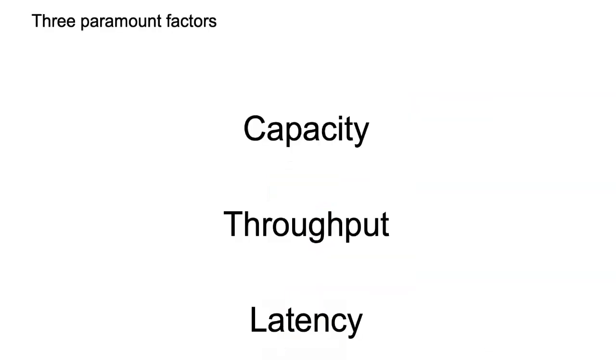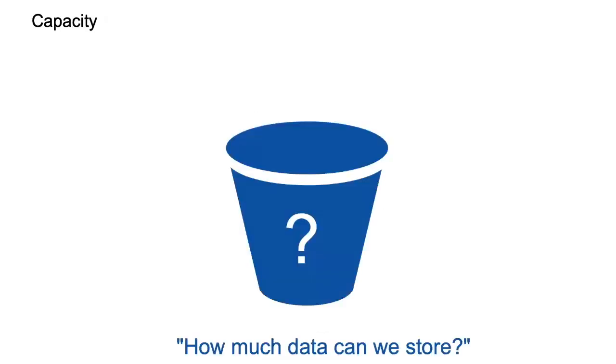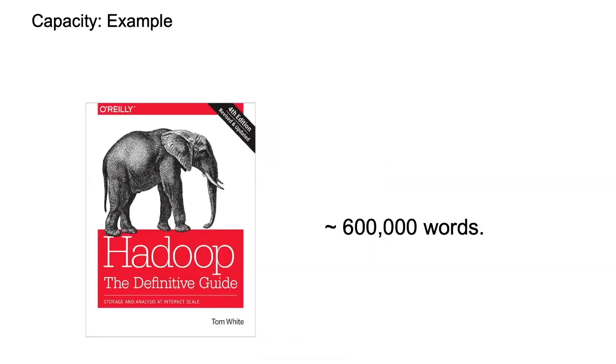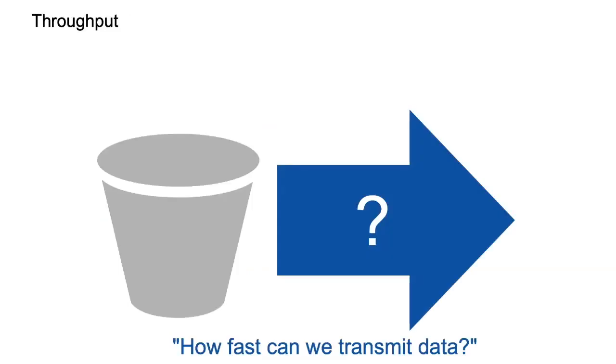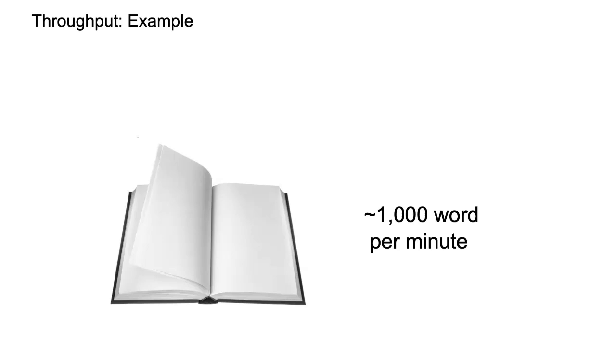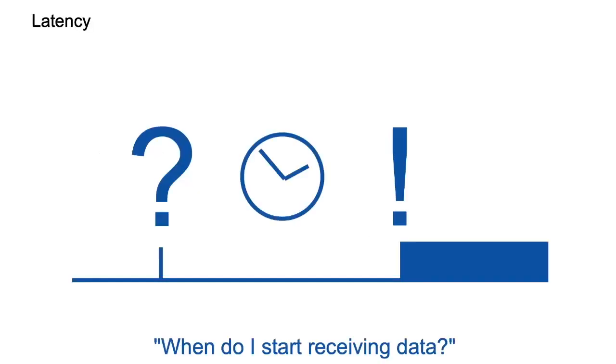All right. But what I want to make you aware of is these factors: capacity, throughput, latency. I repeat that almost in every one of my courses. Capacity is how much data we store, like, for example, the number of words in a book, in that case, 600,000. Then you can look at the throughput, which is the speed of transmission of the data, right? So it could be 1,000 words per minute if you read the book. And then there is the latency, which is when you start receiving data, which takes time.